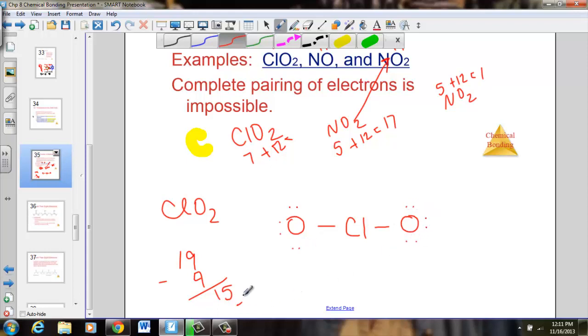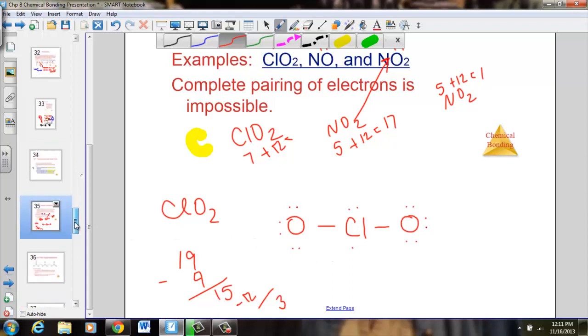And that used up 12. We have 3 left. 1, 2, 3 on the central atom. No dots left. You can clearly see how unstable or very reactive this molecule would be. So not a configuration that it would be happy with. It definitely would react to create a more stable arrangement. Sometimes you'll have molecules with odd numbers.